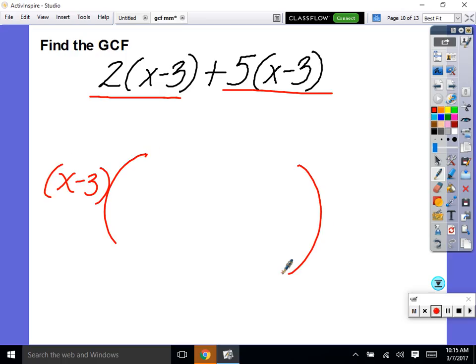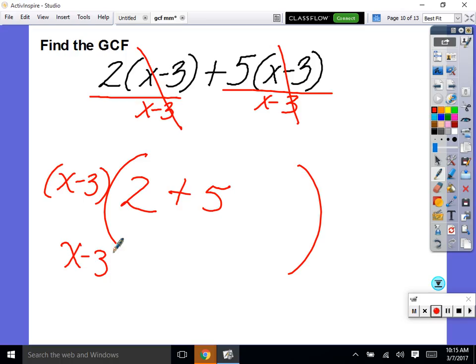So then just like with our other examples, we'll divide by x minus 3, divide by x minus 3. So then left here is just a 2, correct? And then left here is just a plus 5. And now can I combine those? Yeah, because that's just a number. Do you see what I'm saying? So that's x minus 3 times 7, isn't it? We can only combine those because they're like terms.